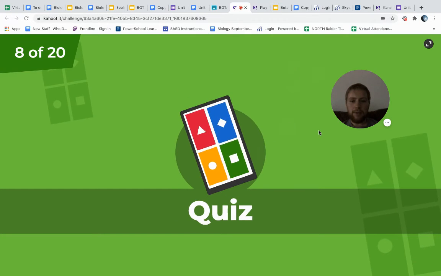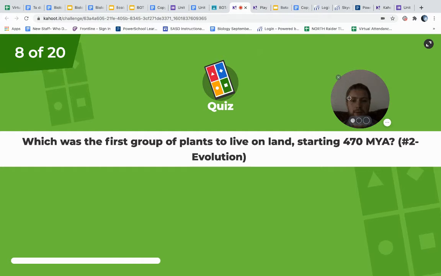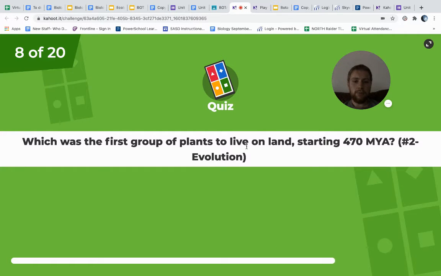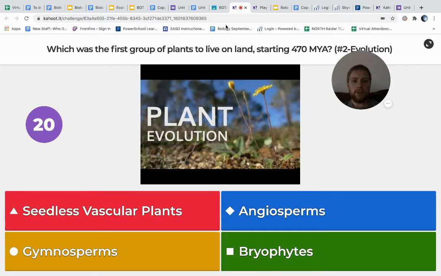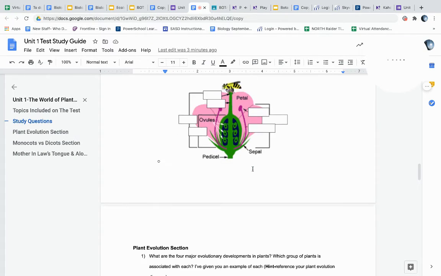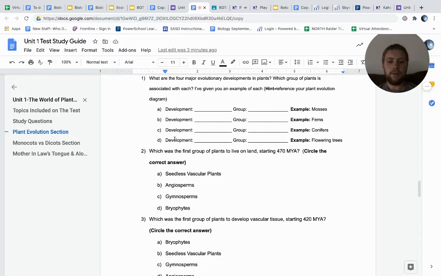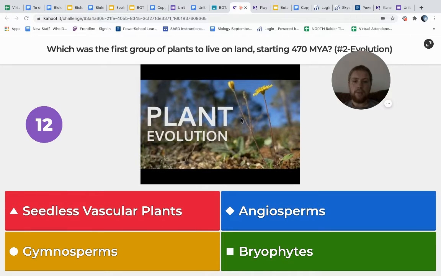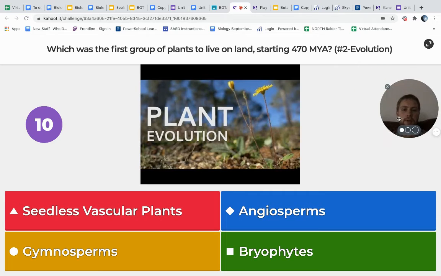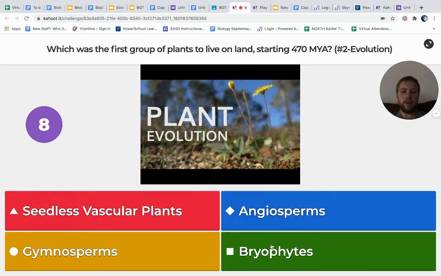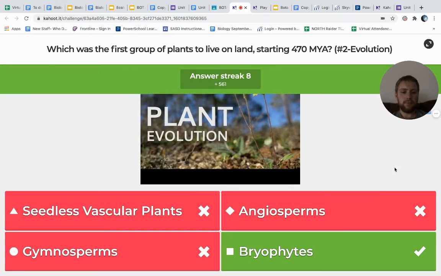I'm racking up points, not that I'm really being compared to many people right now. Which was the first group of plants to live on land? All right, so this is question number 2 in our section on plant evolution. So right here. So let's take a peek. All right, first group is going to be our mosses or our bryophytes, if we recall from our notes on plant evolution. And the others come after them.